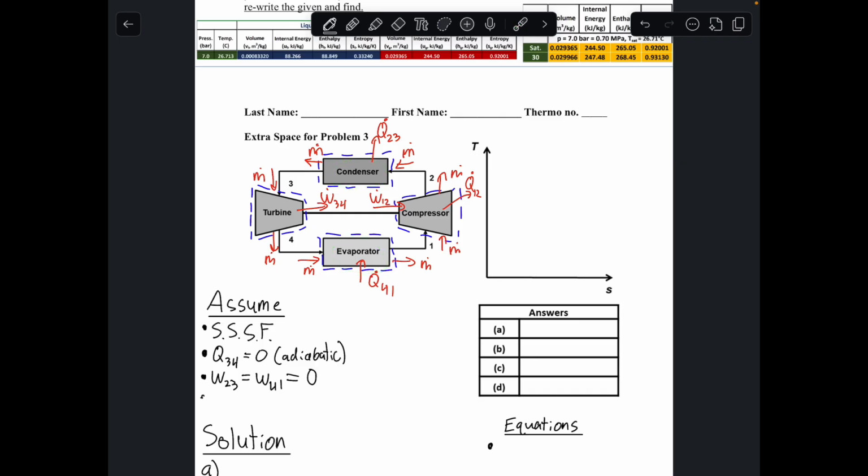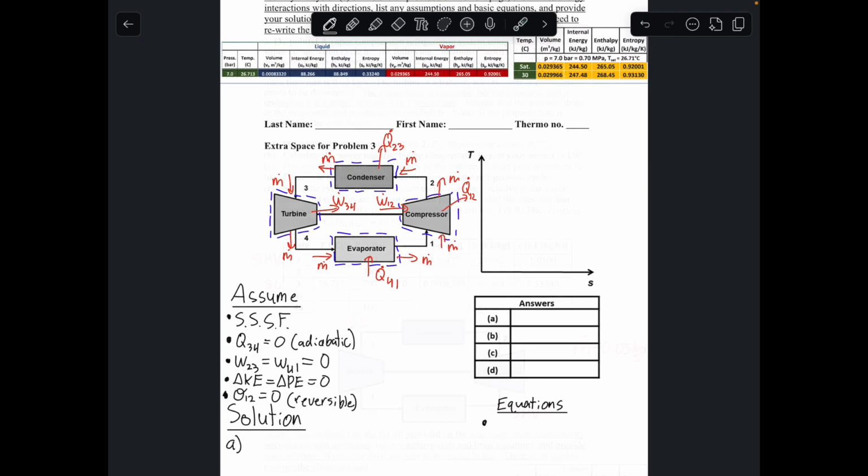We can also neglect any changes in kinetic and potential energy. So I'm going to write delta KE equals delta PE, which equals 0, because they don't give us any information about those terms. And lastly, remember that it tells us that our compressor is reversible. So for any reversible device, we know that our entropy generation term, sigma, is going to be equal to 0 because this compressor is reversible. So that's all we need for now for assumptions. So let's move on to our solution for part A.